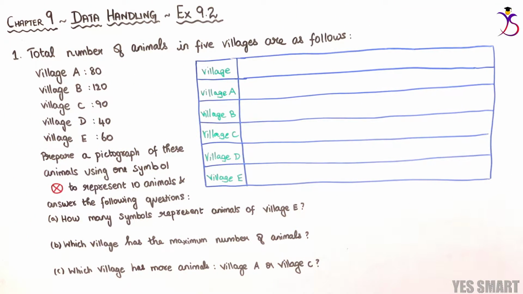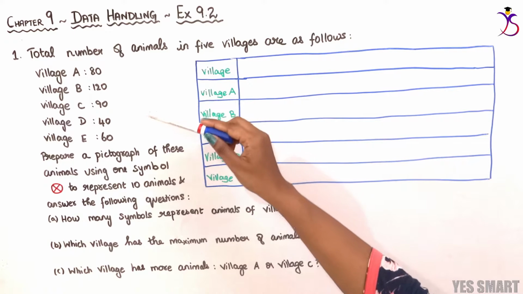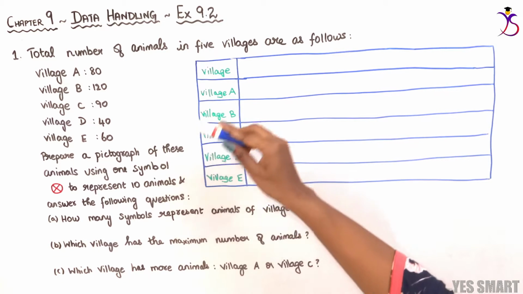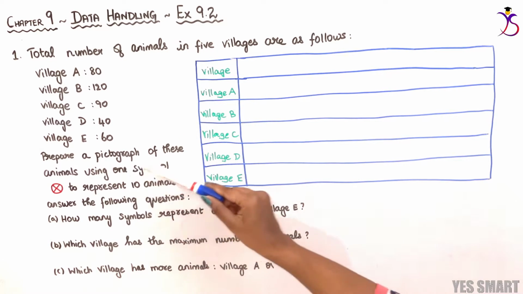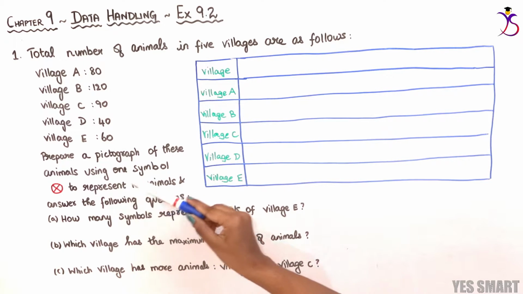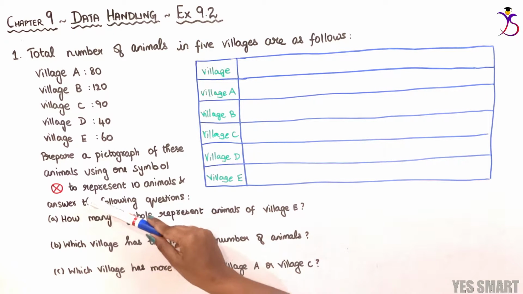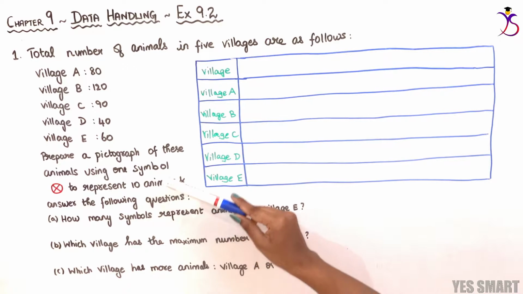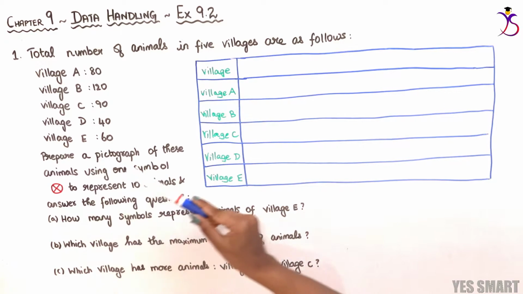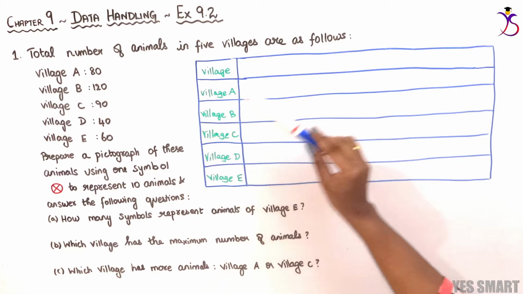Chapter 9, Data Handling, Exercise 9.2, first sum. The total number of animals in 5 villages are as follows. Each village has a different number of animals, and they have given those details here. Now they have asked us to prepare a pictograph of these animals using one symbol to represent 10 animals. We are supposed to use this one symbol to represent 10 animals.